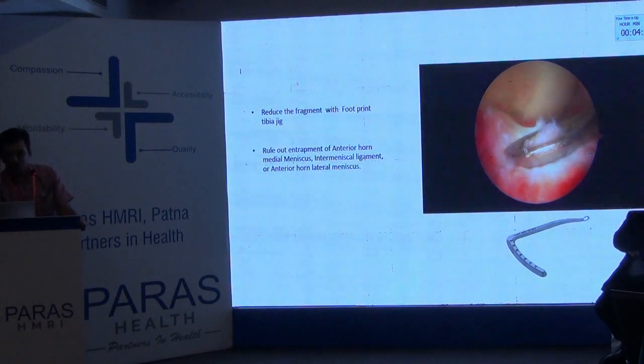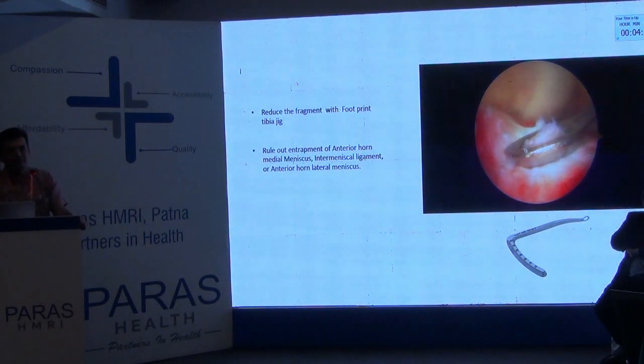Reduce the fragment. Coming to reduction of the fragment, there are a lot of options. I would rather normally use a footprint jig. Arthrex has a footprint jig. Rather than using an elbow or pointed elbow or a tip jig, we use a footprint tibial jig to reduce the fragment. And just rule out entrapment of the anterior horn of the medial meniscus.